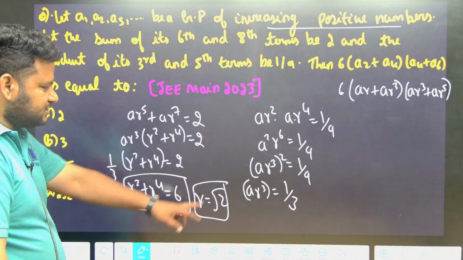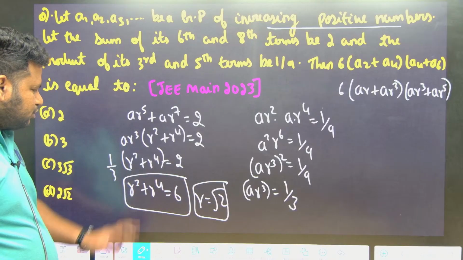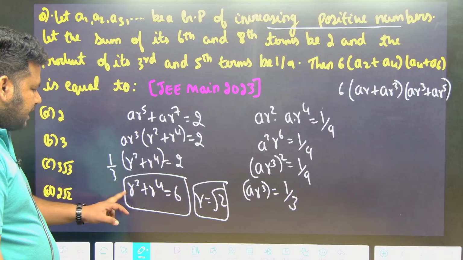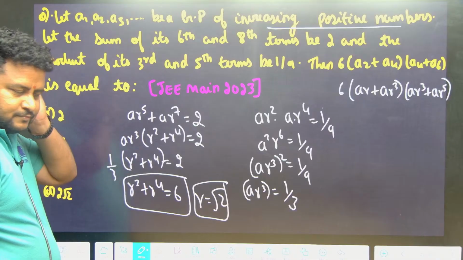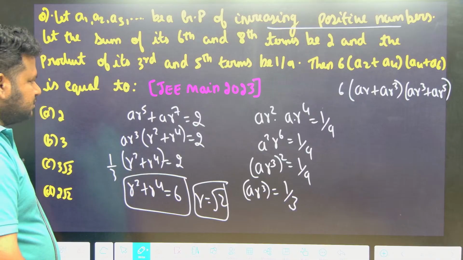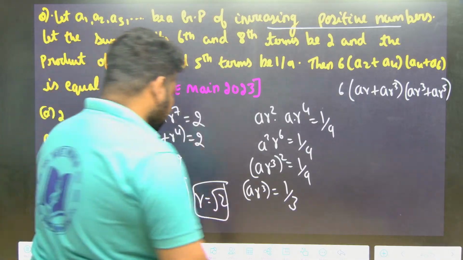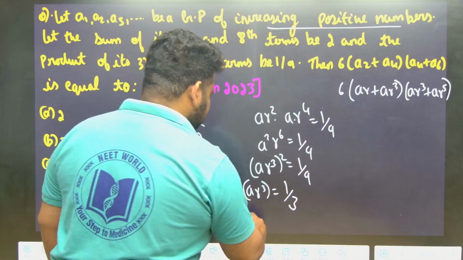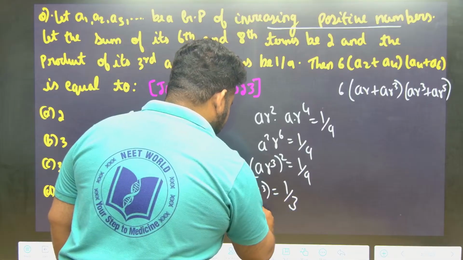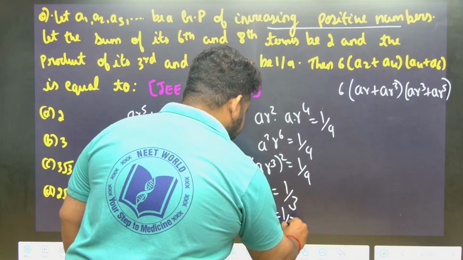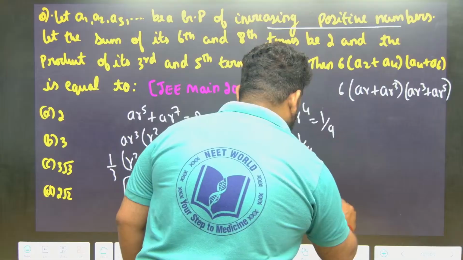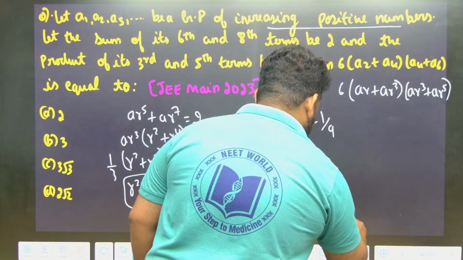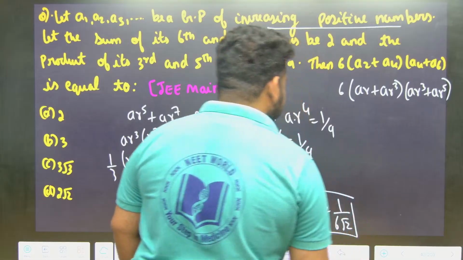If r is equal to root 2, what is the value of a? R square plus r power 4 is equal to 6. Then I want ar cube. Ar cube means r, I got it, root 2 whole cube, is 2 root 2. So a into 2 root 2 is equal to 1 by 3. So a will be equal to 1 by 3 into 2, which is 6 root 2. I got a as 1 by 6 root 2.